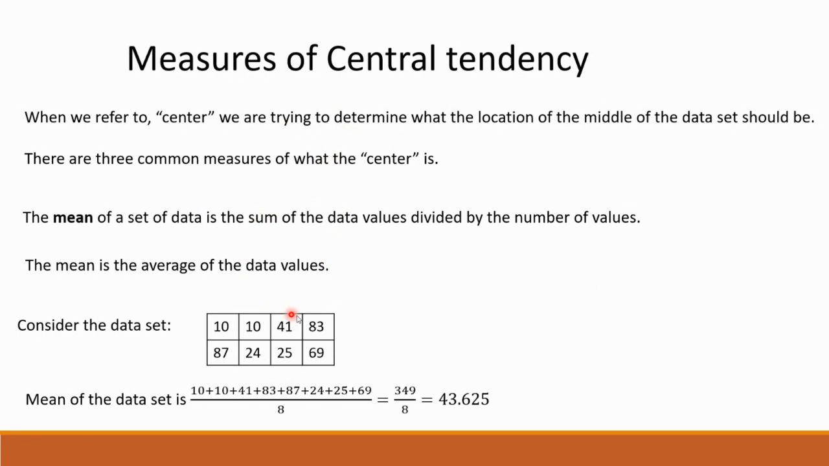For instance, if we have this, right, we want to get the mean of this. We just add up the data values. We divide by the number of values, and that's what I'm doing here. Okay? All right. So that's what we get here. Okay. So in this case, what do we get? We get 349 divided by 8, which is 43.625. So that's what the mean is.